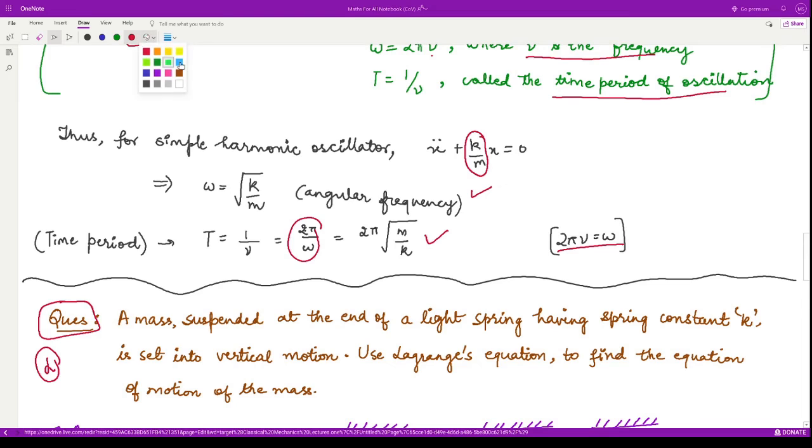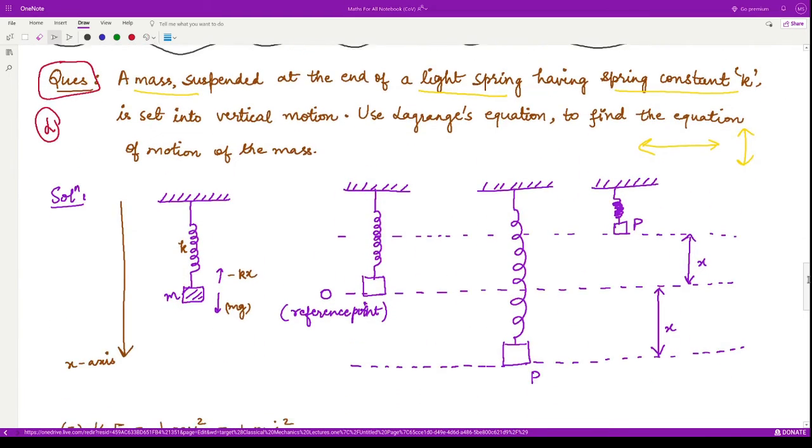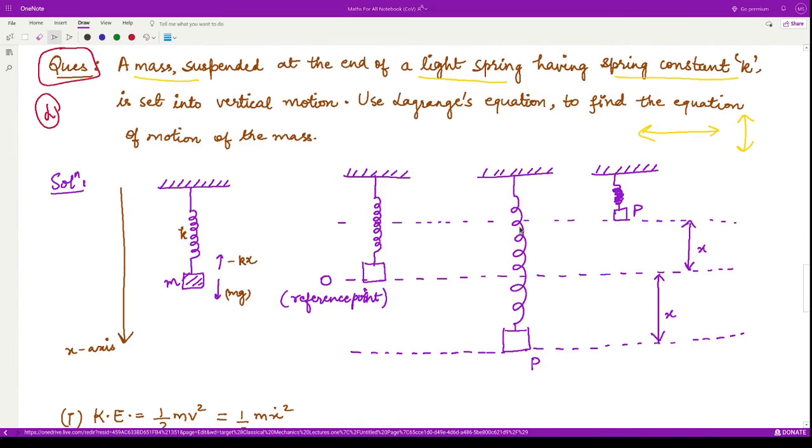This says a mass suspended at the end of a light spring. So we have one spring which has spring constant k, and a mass is suspended onto it and set into vertical motion. Now instead of this horizontal motion, we have a vertical motion. So we need to use Lagrange's equation to find the equation of motion for this mass. Now we need to think about all the forces and everything that is acting on it.